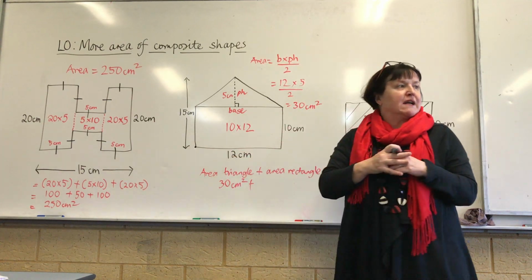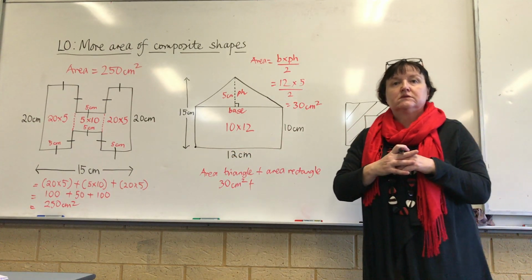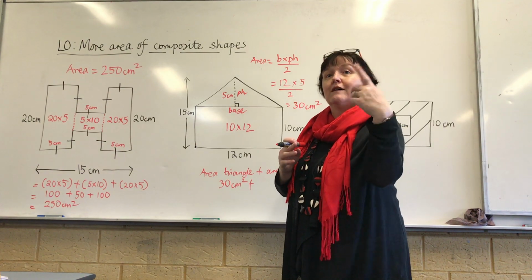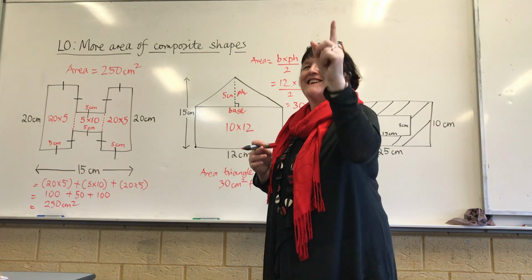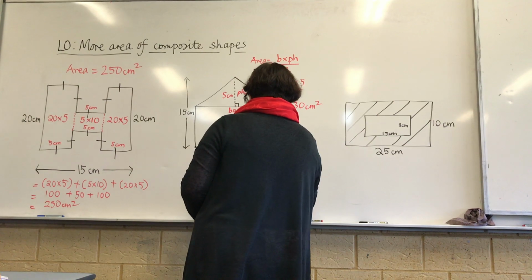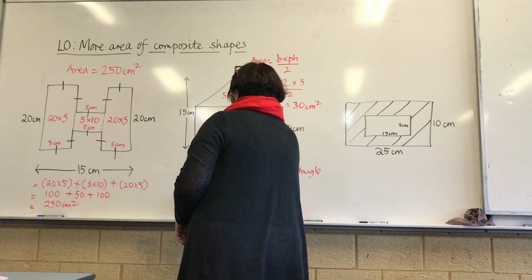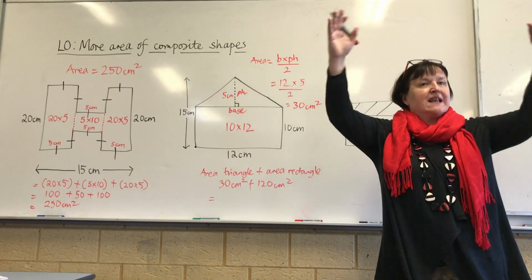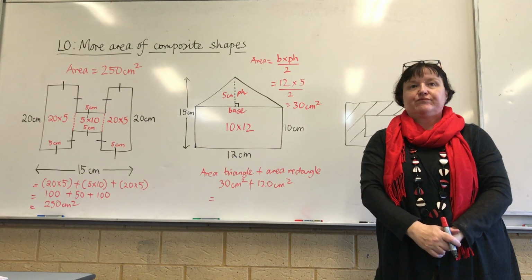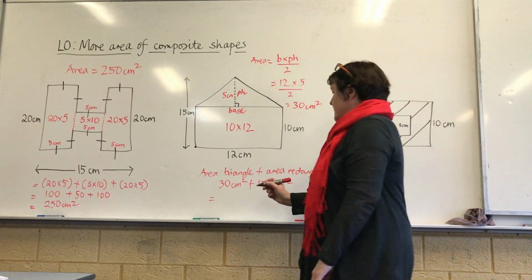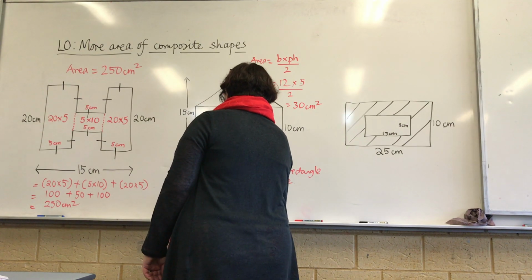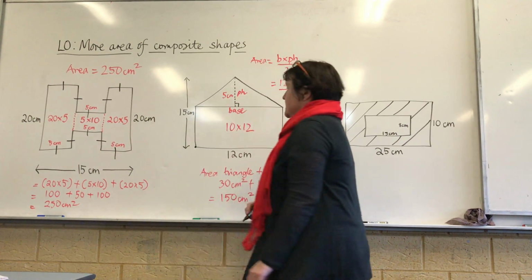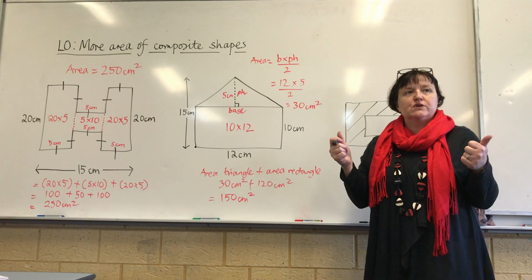What's the area of the rectangle? 120 centimetres squared, that's right. So what is the area of the entire shape? Cooper? 150 centimetres squared. Well done. Okay. Who's with me? You all good? You understanding it?